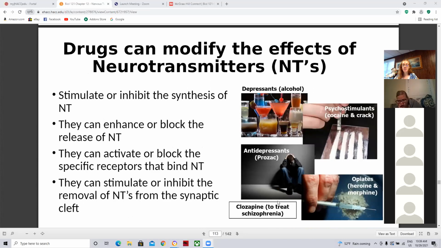Drugs can modify the effects of neurotransmitters. Many drugs work on the effects of neurotransmitters. They can stimulate or inhibit the synthesis of a neurotransmitter. They can enhance or block the release of neurotransmitters. They can activate or block specific receptors that bind to neurotransmitters. They can stimulate or inhibit the removal of neurotransmitters from the synaptic cleft.